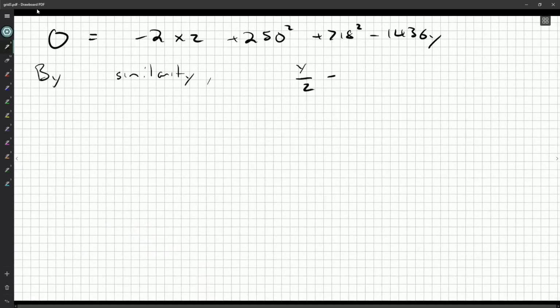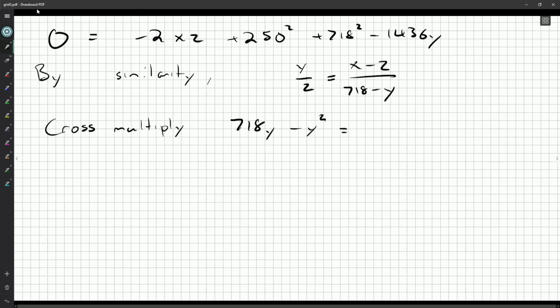So y over z is the same as x minus z over 718 minus y. Okay, so that's good in some way. Cross multiply. And we'll get 718y minus y squared is equal to xz minus z squared.